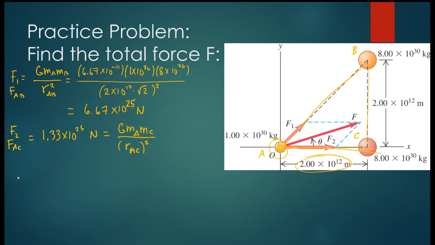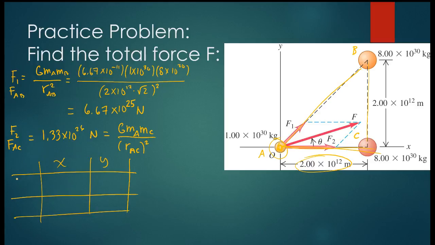Okay, so now we're going to set up that table. Okay, and we're going to have x and y components. This will be the force of A on B. This will be the force of A on C. And rather than putting in these numbers because they're really kind of ugly, we're just going to call this FAB, and this is going to be FAC.